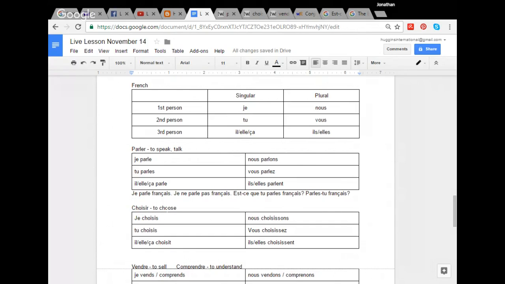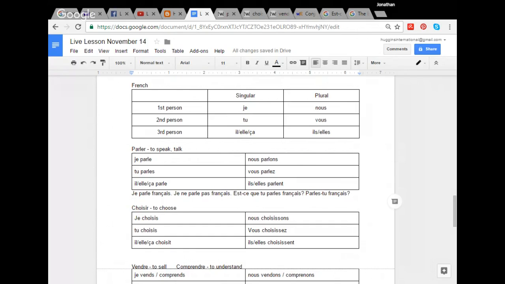Je parle français. Je ne parle pas français. Est-ce que tu parles français? Or the inversion, switching the subject pronoun and the verb: parles-tu français? I could ask these to somebody who's a friend, somebody my age. Est-ce que tu parles français? Or parles-tu français? If I was asking somebody formal, I would probably use est-ce que vous. I would swap tu parles and put vous parlez. Est-ce que vous parlez français? Or parlez-vous français? For that.